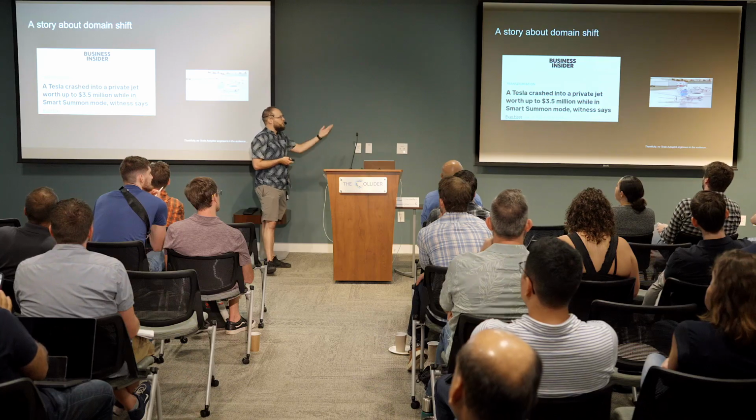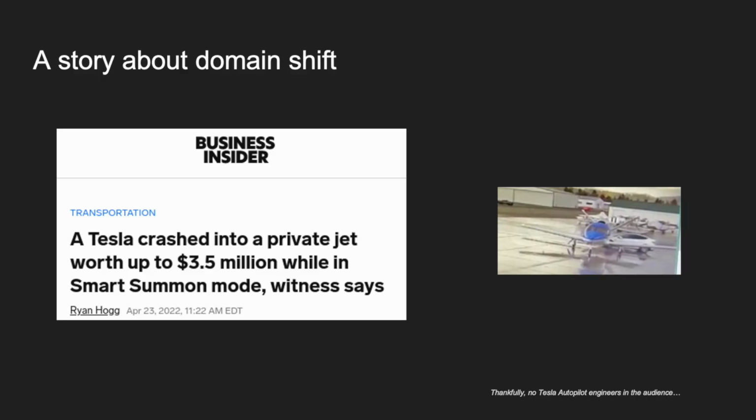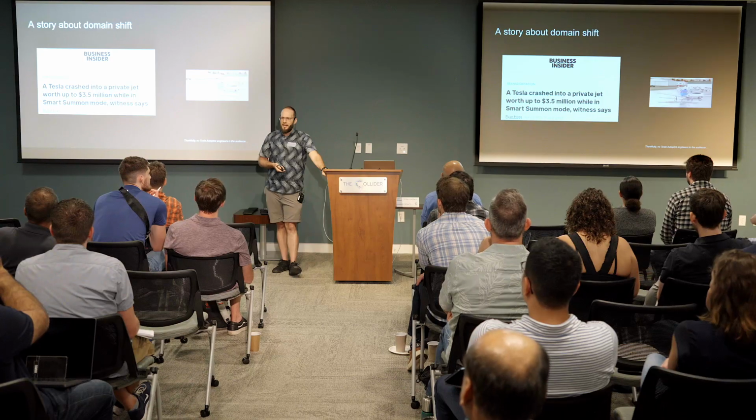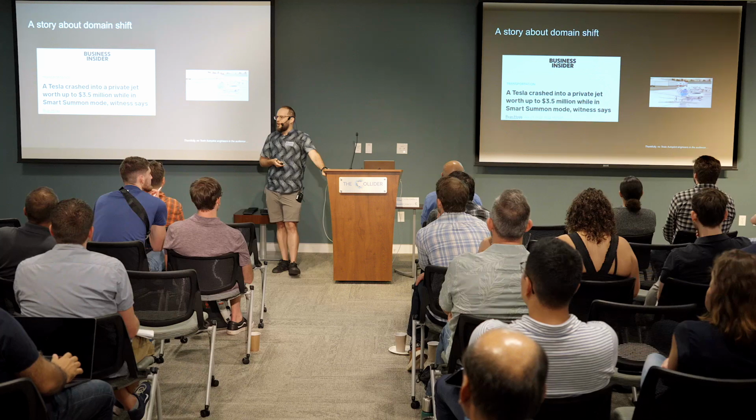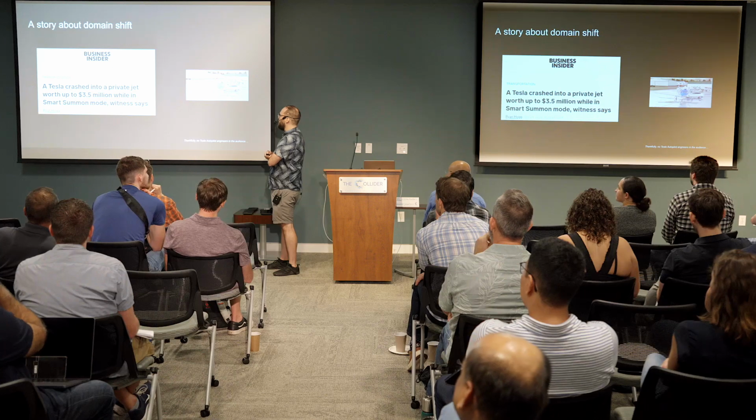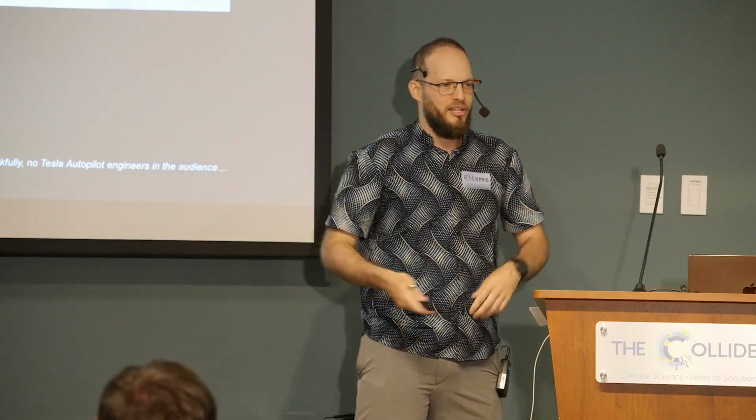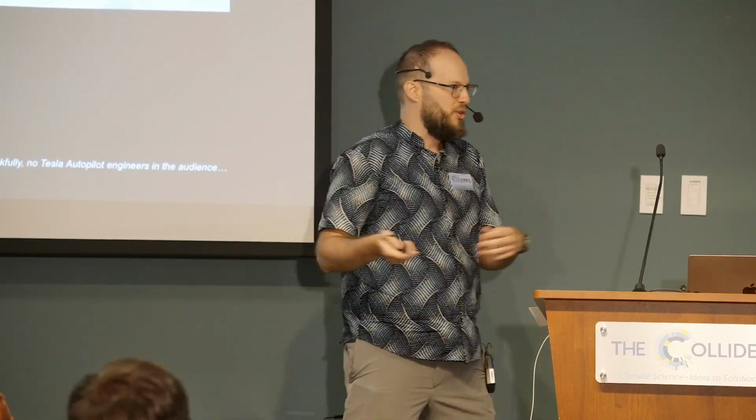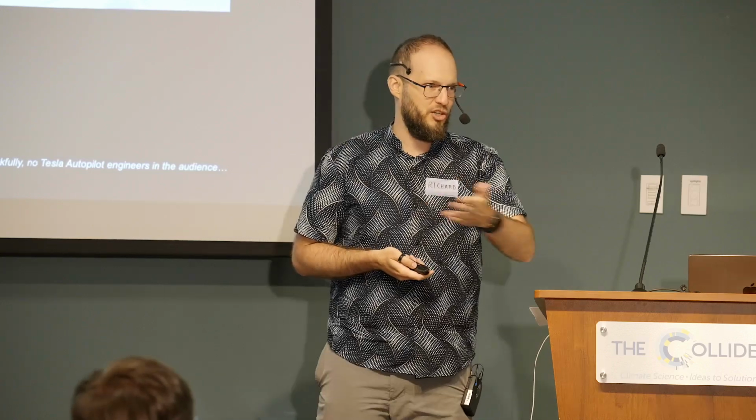Here's one story about someone that used Smart Summon on their car at an airport, and it just crashed right into a plane. Luckily, there's no people that work at Tesla Autopilot in the audience. But fundamentally, what happens here is that you train the self-driving car on traffic data, highways, pedestrians, bicyclists, all that stuff. They didn't have a lot of data on airplanes in that training data. And so literally the model was blind. It didn't have the pattern recognition capability to even see the plane, and it just crashed into it.